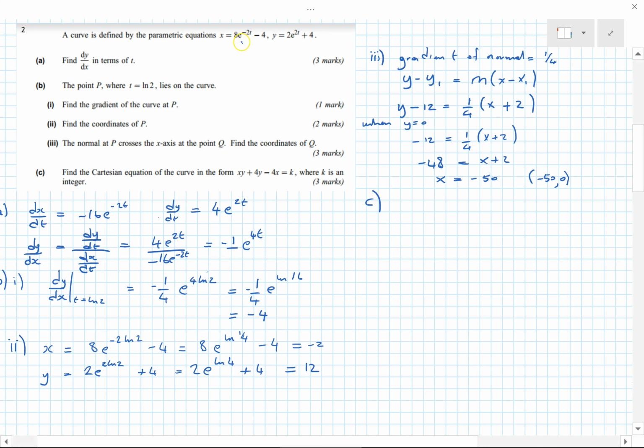I think the best thing to look at, the first thing that occurs to me, is these are very similar forms. We've basically got e to the 2t in both of these expressions. So if we just isolate e to the 2t and then sub for it, then it should be okay. So let's look at x equals 8 over e to the 2t minus 4. So that gives me 8 over e to the 2t is equal to x plus 4.